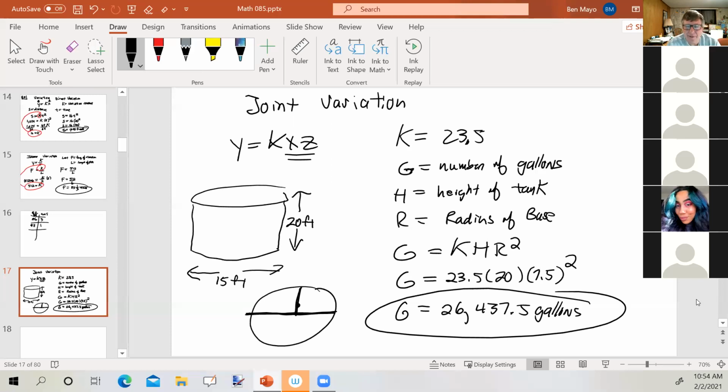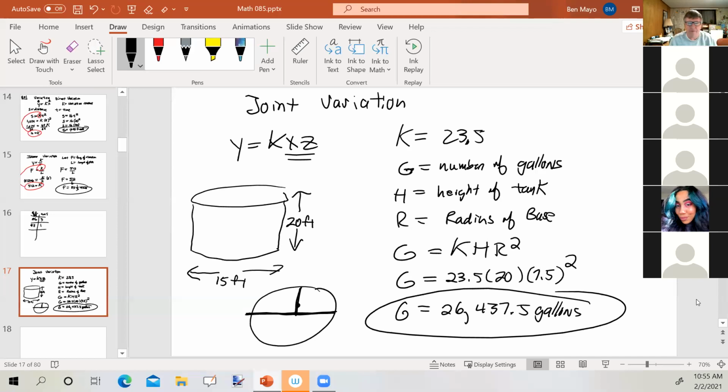For the joint variation problems, will they always give us the K? No, they won't necessarily. They're always going to give you everything but one variable so that you can solve for that one variable. If they don't give you K, they would have had to give you everything else so that you could solve for K and then go on from there. Good question, though.